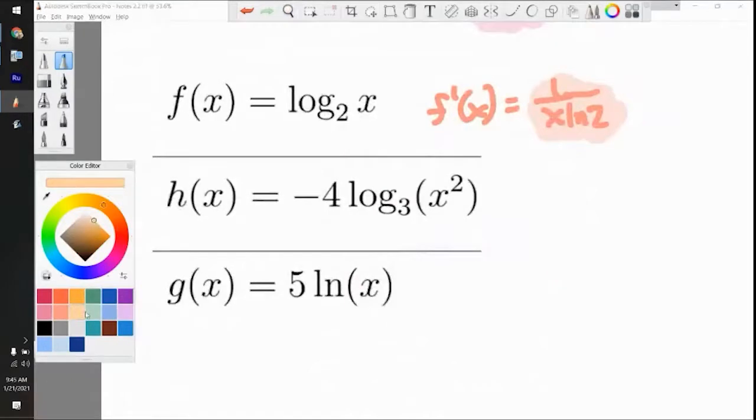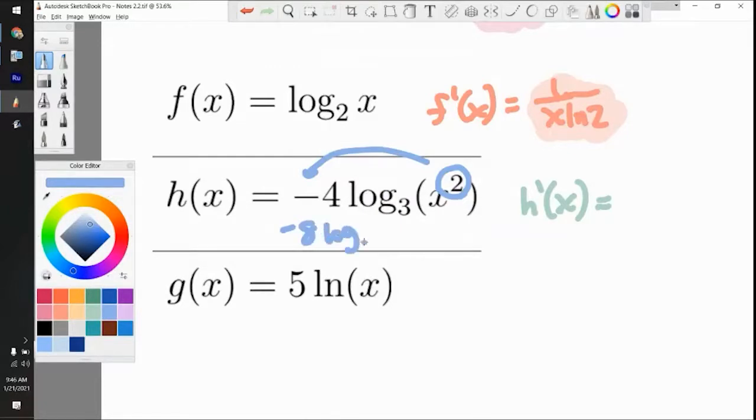Okay, let's go green here. This one, h prime of x, is going to be equal to, whoa, this is crazy. So you can use chain rule on this one, but it's actually easier to take this 2 and put it in front. So use power rule for logs. So then you're going to end up with -8 log base 3 of x. So now the answer is just going to be -8 over x ln 3.